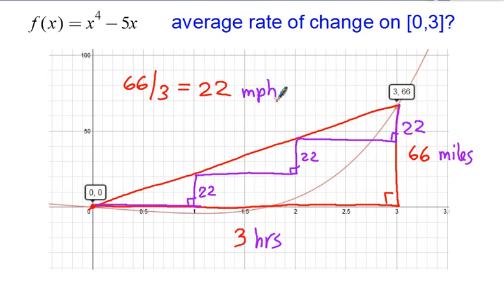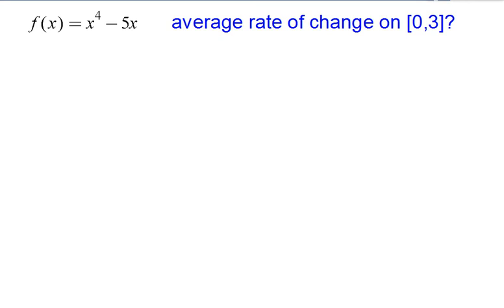Now, as you can see, it actually did some more complicated things. It went backwards for a while, and then it went fast, like that. So it was not moving 22 miles per hour the whole time, but that is its average speed across the 3-hour time interval. Okay, so on the AP test, we don't have the luxury of looking at a graph, and so we're going to have to come up with the information ourselves, but I thought that visual would be helpful in terms of your conceptual understanding of the average rate of change.